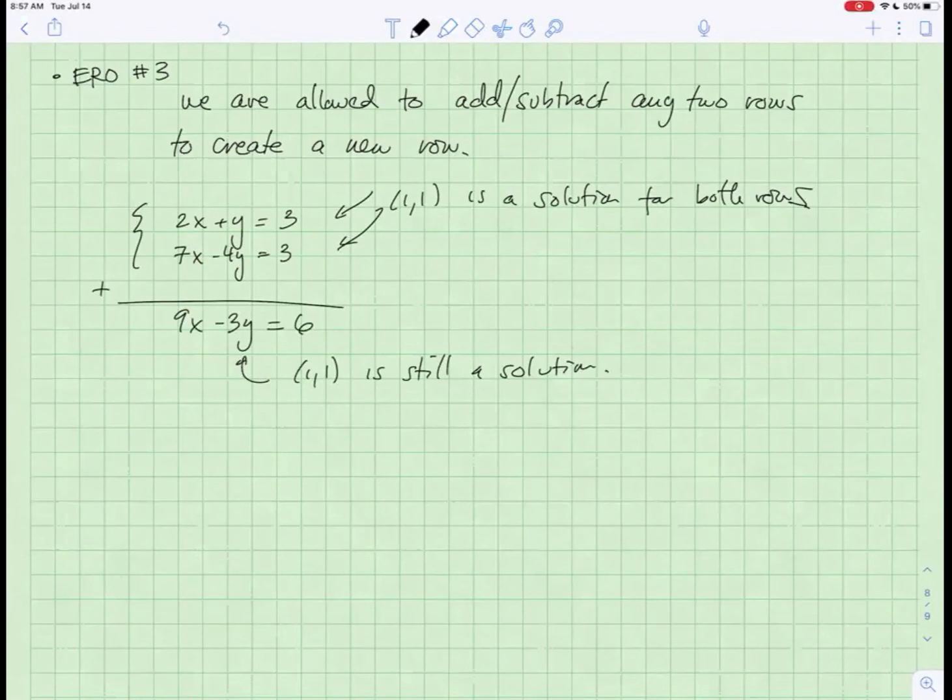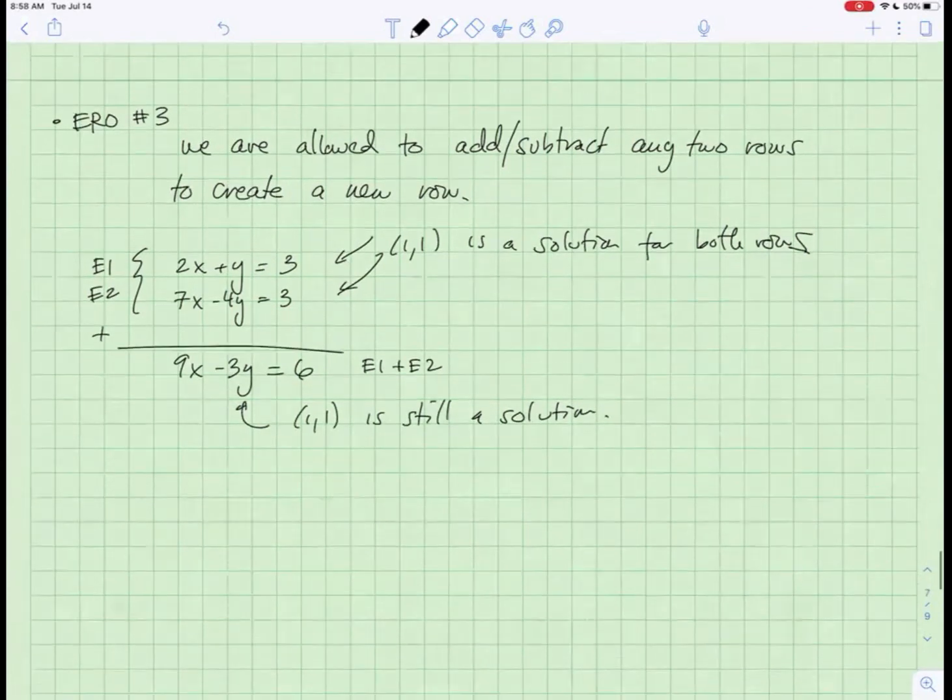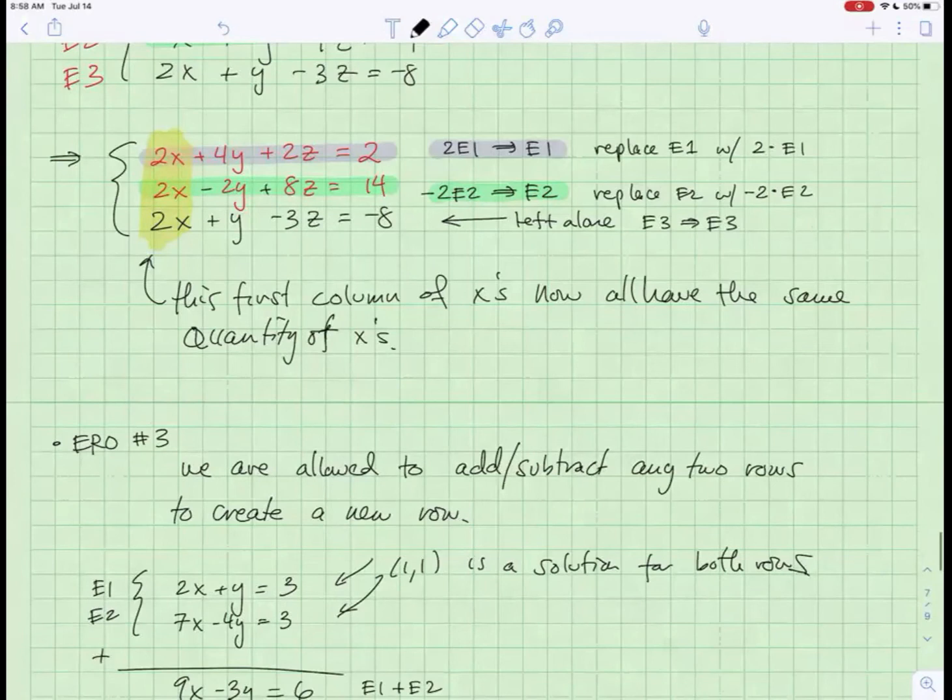So adding or subtracting any two rows together to create a new row, so this is mine. So if this was equation 1 and this was equation 2, this is equation 1 plus equation 2, and it still has the same solution. So what we're trying to do is rearrange some of these rows and create new rows that preserve what the solution set is going to be. Now, why is that important? Well, now we can start eliminating some rows.